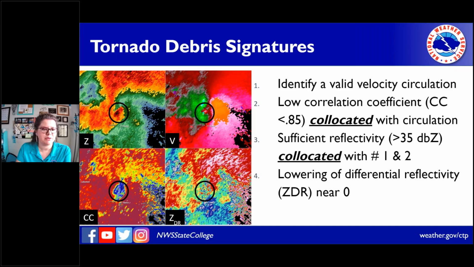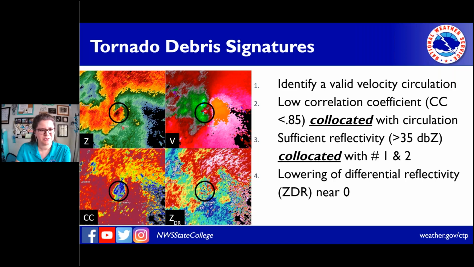If you happen to be looking at all of these different things at the same time, either on your cell phone or on the computer, this is what you'd see if there were a tornado occurring and producing damage. First, look at your velocity. Is there rotation? And then we have our lowering in CC, our reflectivity hook, and then our near zero ZDR. So this is a classic tornadic debris signature. This is the easy example of trying to find a TDS.